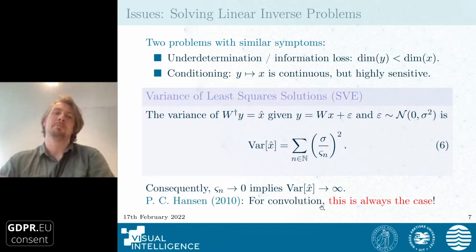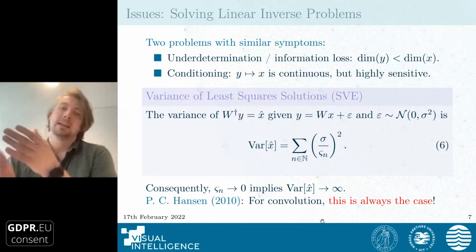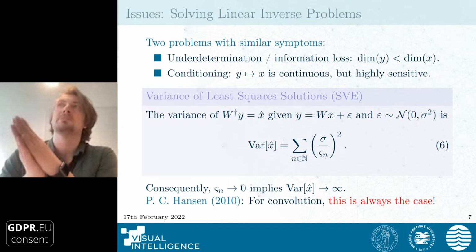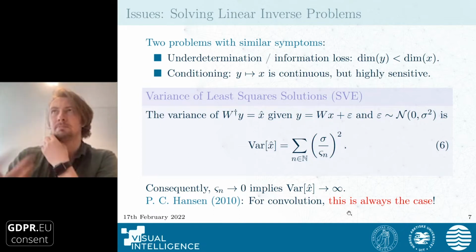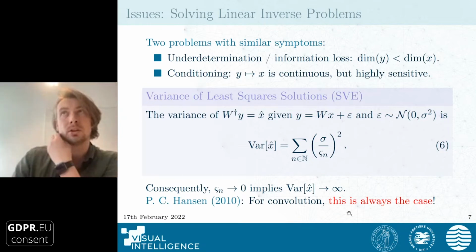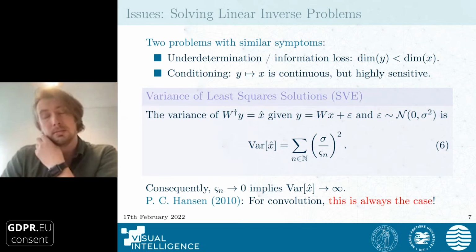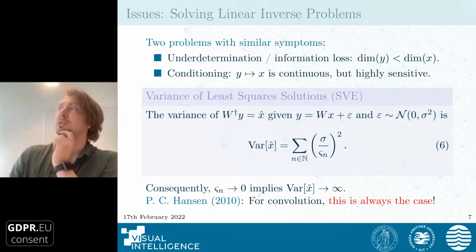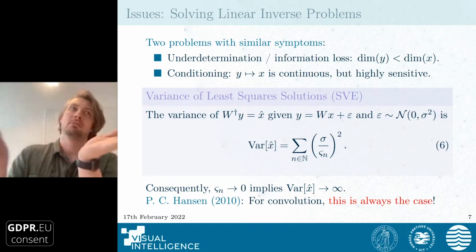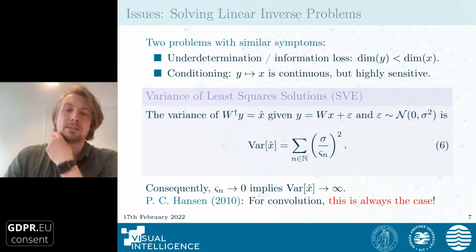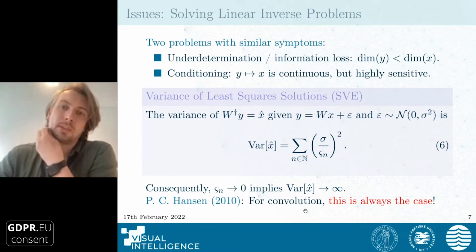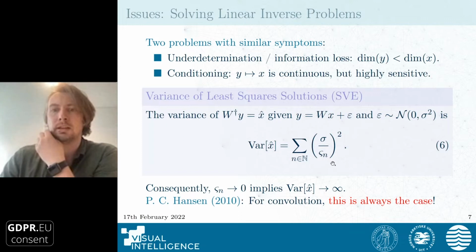So Per Christian Hansen actually took this a little bit further and said that for convolution operators, this will always be the case, due to the fact that the coefficients of the diagonalization are basically the Fourier coefficients, and the Fourier coefficients will always go to 0 for any kind of infinite dimensional function in functional space, meaning that convolutions are fundamentally unstable.